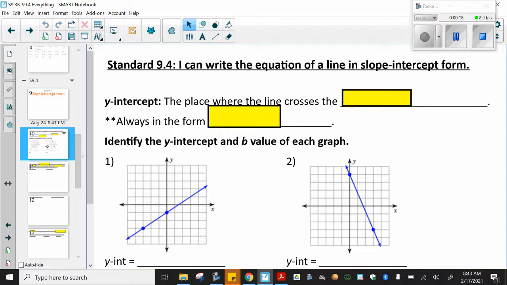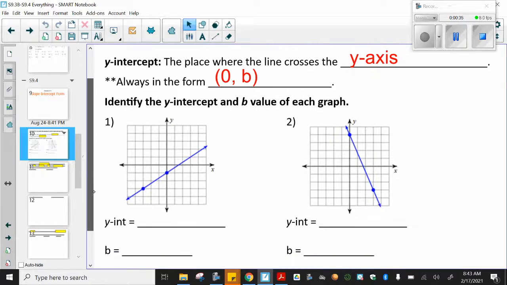Y-intercept, the place where the line crosses the y-axis. Remember, the y-axis is the vertical axis, goes up and down, right? We're always going to write that in ordered pair form, 0, comma, b. B is what changes. That's the point where it goes through, all right? So let's see what we actually mean by that, okay?